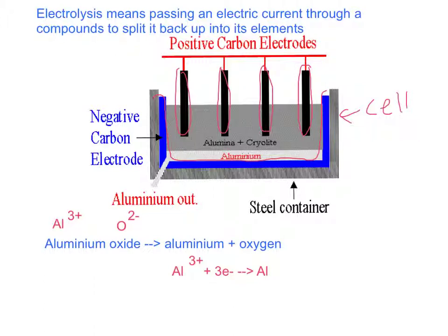The most important reaction is the negative electrode, called the cathode. The aluminium ions gain 3 electrons to become aluminium atoms. So we say that the aluminium ions are reduced.